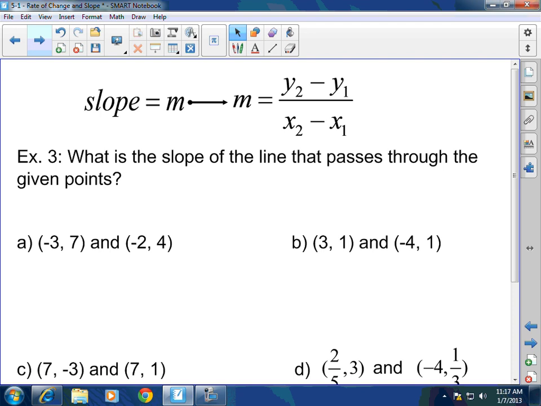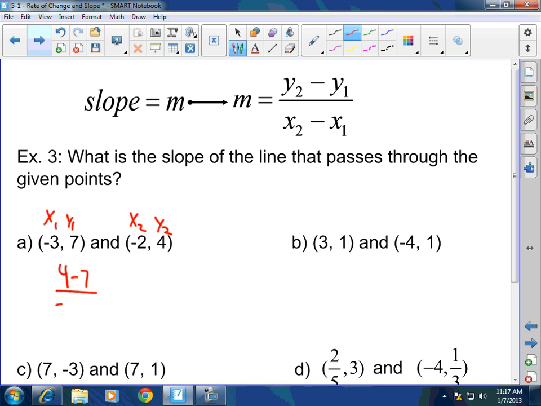So, let's check it out. I want to find the slope that passes through these given points. Label, label, label, and then put it in the formula. x1, y1. x2, y2. y2 minus y1 over x2 minus x1. Look at what I did there, guys. It's minus the value of x1. A lot of people will just put minus 3 there, and that is wrong. It is x2 minus the value of x1. So this is negative 3 over 1. So my slope is negative 3 over 1.